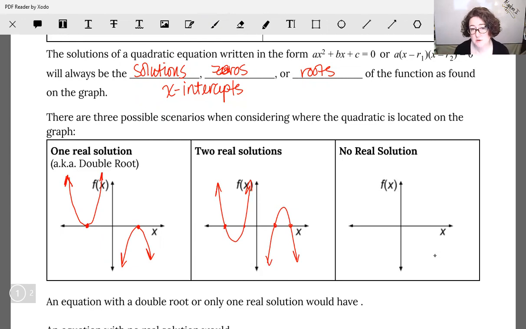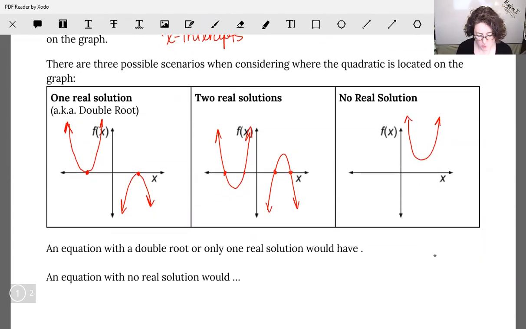No real solution. Well, could we draw a parabola that doesn't hit the x-axis? Sure. If we shifted it all the way up, it would eventually hit the y-axis, but that's not where we get our solutions from. We're always looking for the x-intercepts. So keep in mind that an equation with a double root, or that only has one solution, is actually going to have two answers that are the same.